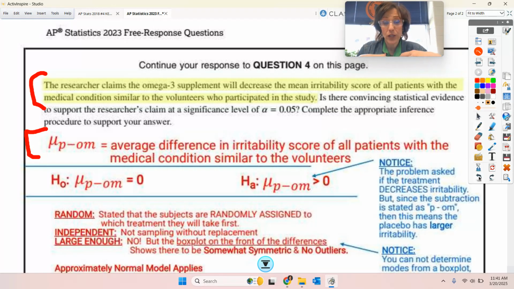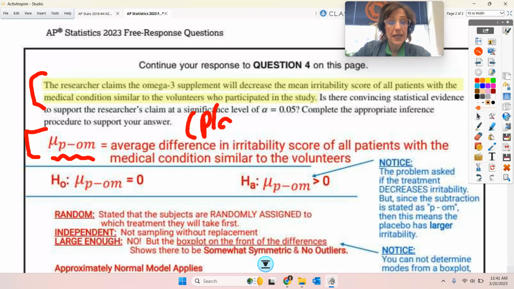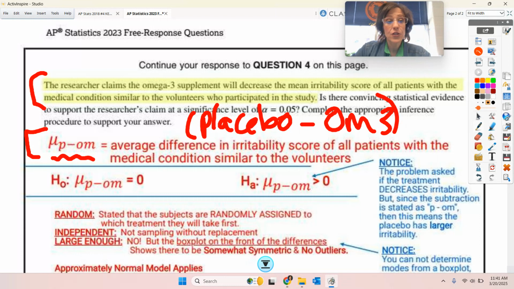The null hypothesis, of course, is that that average difference was 0. And by the way, notice that I defined it as placebo minus omega-3, and I probably should have written it here. But I think because I used letters that make sense, I would have been okay, as long as I defined the subtraction somehow. Okay, so of course, null hypothesis, that there's no difference.